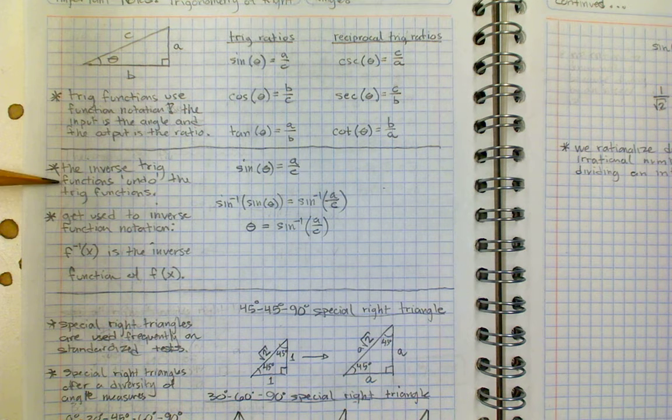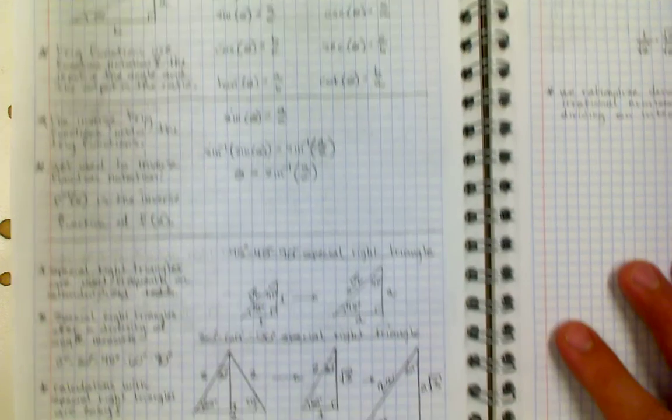I've got a couple of notes here. The inverse trig functions undo the trig functions, okay? And then also, we just want to get used to this notation. Here I've written f to the negative first power of x, which we really say the inverse of f of x is how we say that. And I've just described that here. The inverse, f negative 1 of x, is really the inverse function of f of x. So this is the function that undoes whatever this function does. And we'll be studying a little bit more of that in this unit.